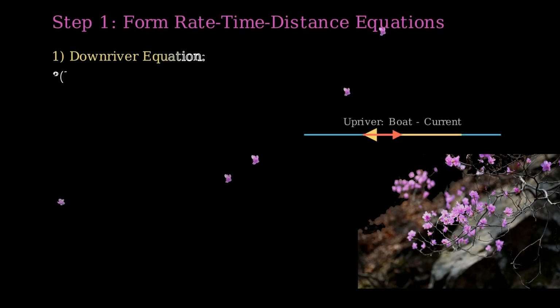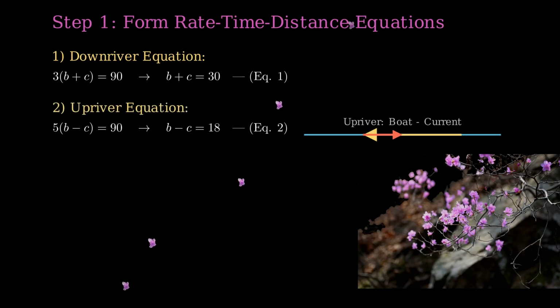Step 1. Let's form our equations using the formula, rate times time equals distance. When going downriver, the effective speed increases to b + c. Multiplying by 3 hours gives 90 miles, which simplifies to b + c = 30. Upriver, the current fights the boat, making the speed b - c. Multiplying by 5 hours gives 90 miles, simplifying to b - c = 18.